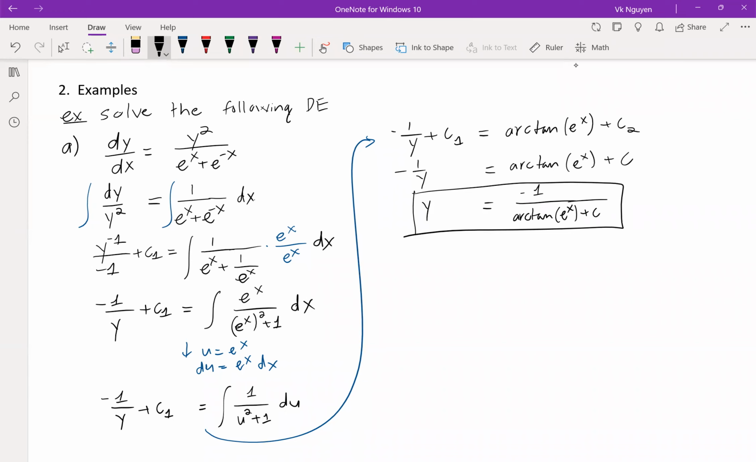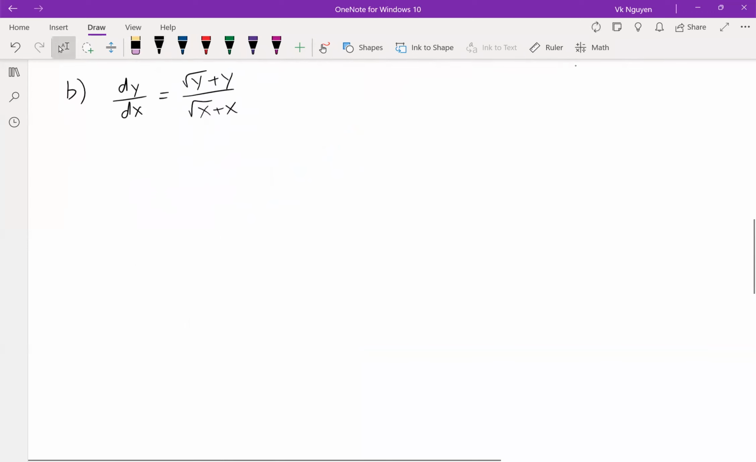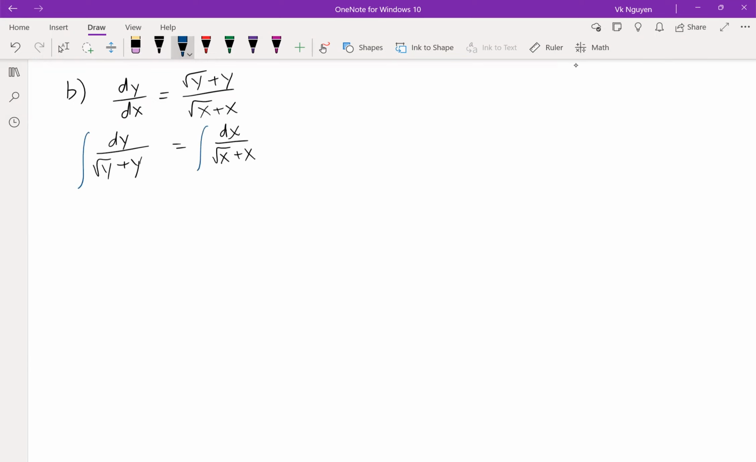Okay. One more for this type of problem. dy over dx is equal to root of y plus y over root x plus x. Oh, it does look challenging though. Okay, so we have dy over root y plus y equals dx over root x plus x. They're very similar, so we just have to integrate one side. And the other side would be pretty much the same.